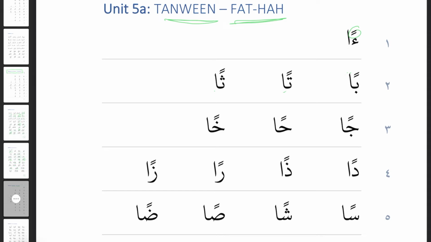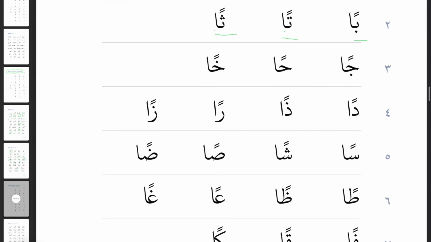So first of all, it's the hamza with two fathas. So this is an. Then the ba with two fathas, ban. Ta with two fathas, tan. Tha with two fathas, than. So I'm sure you're most probably all thinking, oh yes, this is easy. And it is easy. But I'm going to go through it just so that you can hear how it sounds.